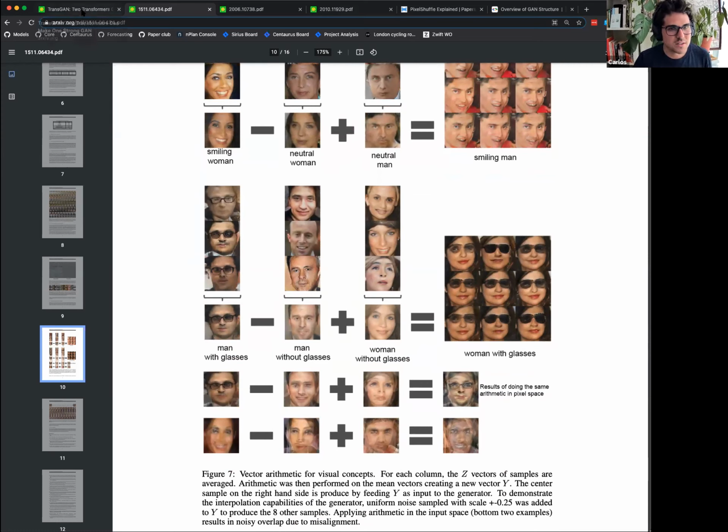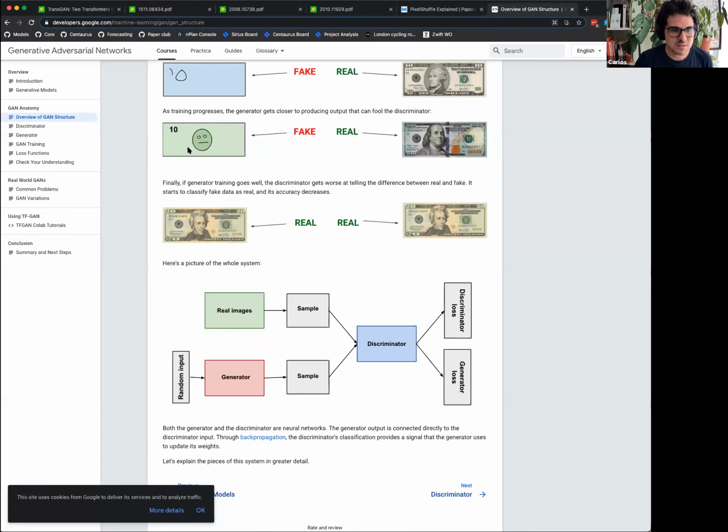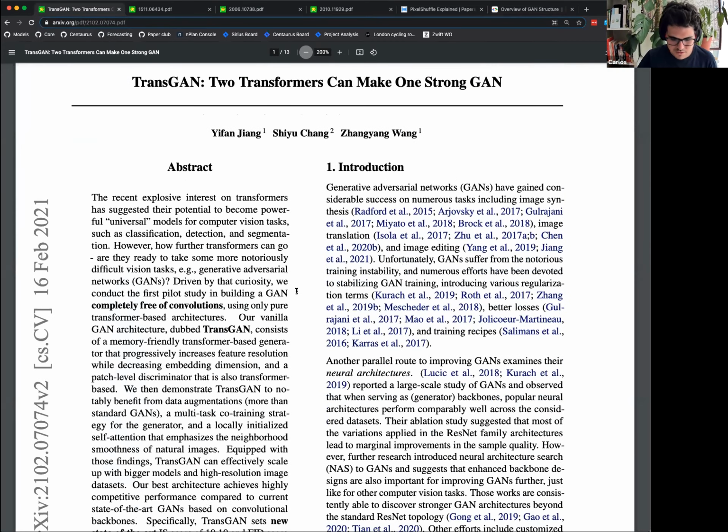So I hope that is clear. That's a really broad overview of GANs. GANs have been traditionally dominated by convolutional networks. The first GAN was just fully connected networks, the generator and the discriminator. But now they are almost exclusively convolutional. And that's what brings us to the paper today.